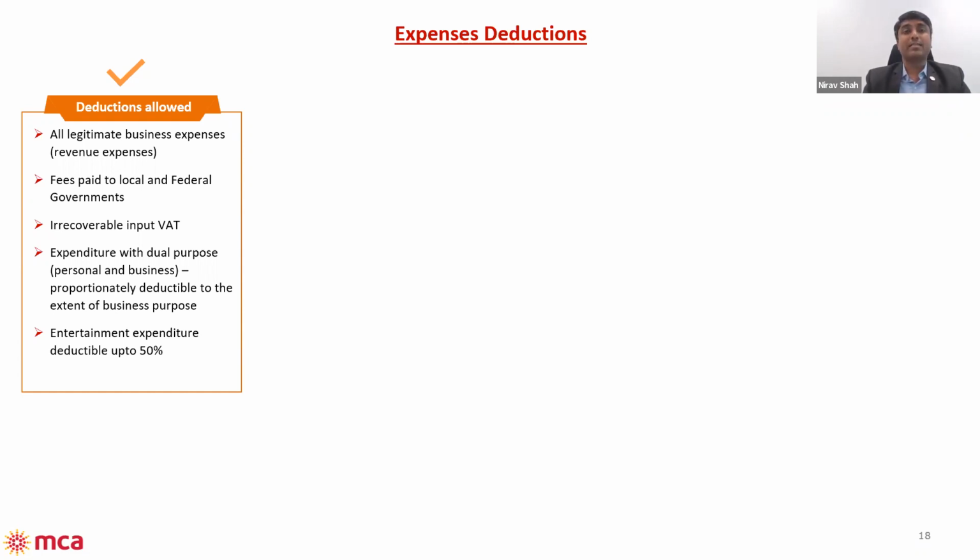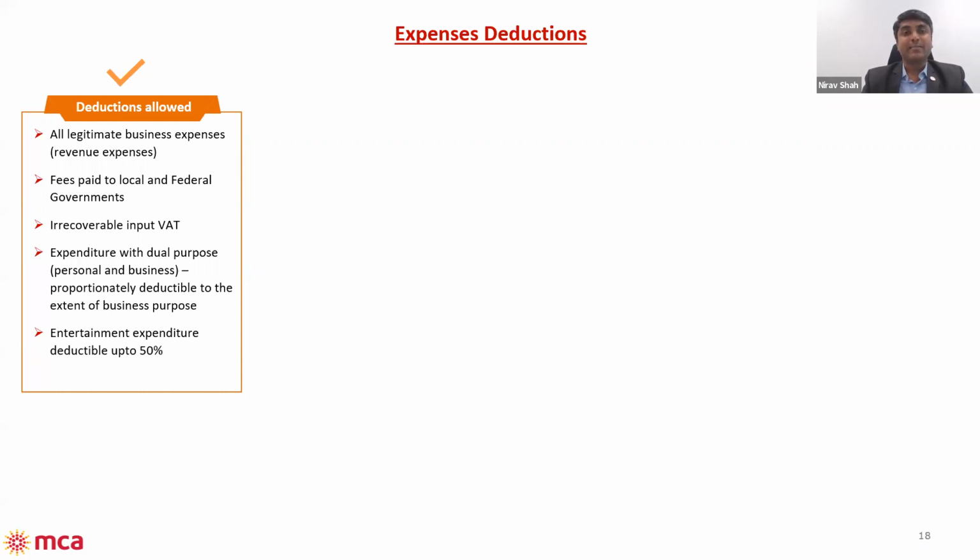So which kind of expenses are allowed while I calculate my taxable income? They say any legitimate business expenses which are revenue in nature are allowed. So this is just a general thing. Any expense which I incur for the purpose of business is legitimate, I will get the deduction. Fees paid to local or federal government, irrecoverable input VAT. We know that for VAT, there are certain inputs which are not allowed as a credit. If those input credits are not allowed, at least for the purpose of UAE corporate tax law, those credits can be claimed as a business deduction.